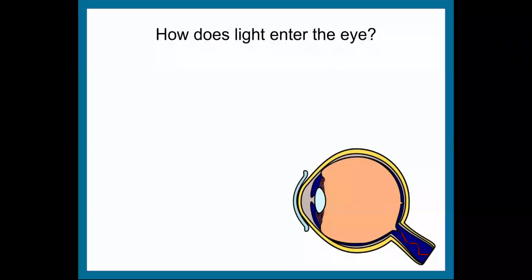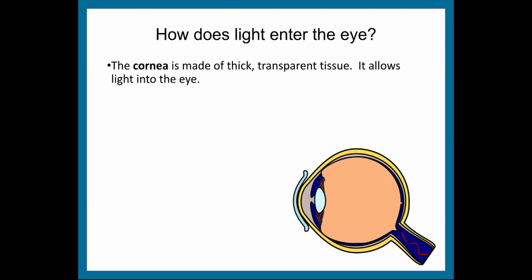Now, how does light enter your eye? This is where we're going to see specific structures that are involved in this process. All right, so the cornea is made of thick, transparent tissue, and it allows light into the eye.